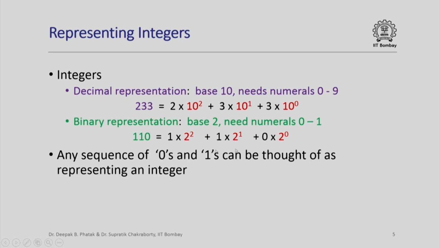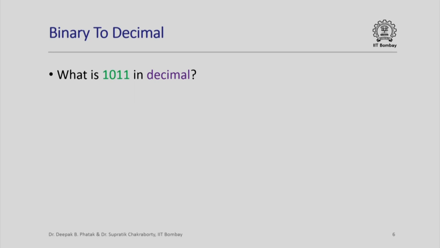And if you understood how I interpreted this sequence of zeros and ones as an integer, you would realize that any sequence of zeros and ones can be thought of as representing an integer. Now that we know how to represent numbers in both binary and decimal notation, how do we go from one to the other? So for example, I could ask you, given this binary number, I am going to denote binary numbers in green and decimal numbers in violet. So given this binary number, what is its decimal counterpart?